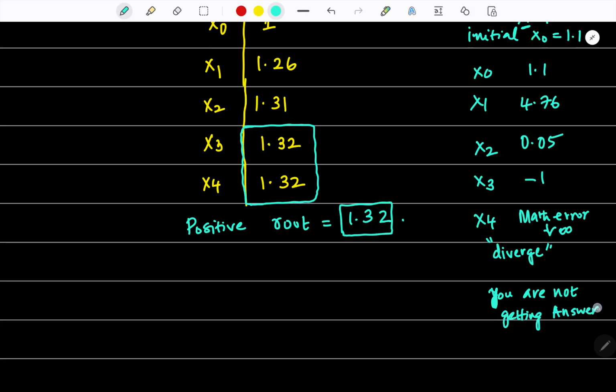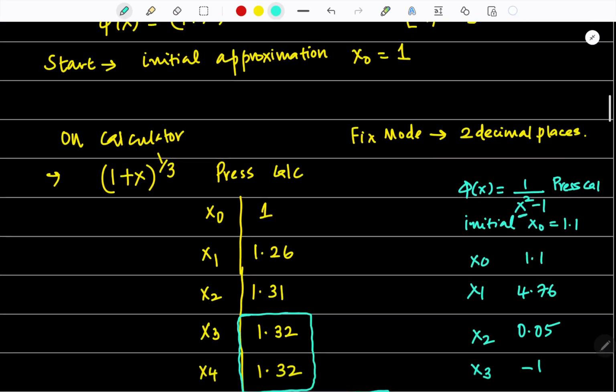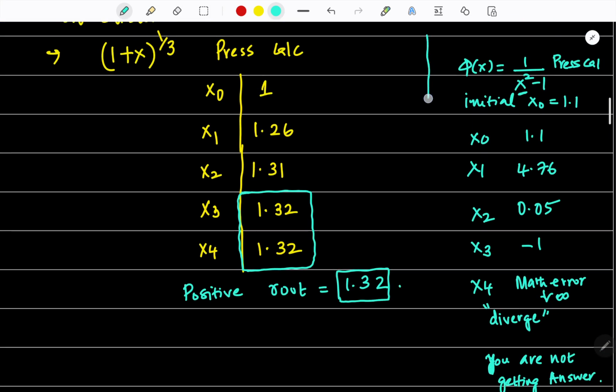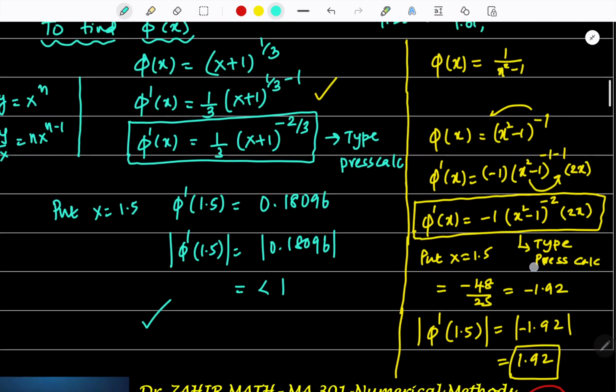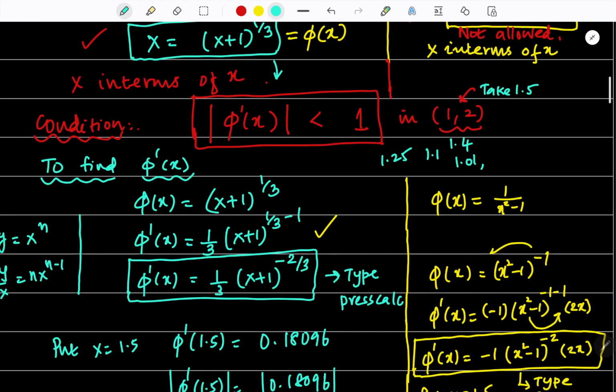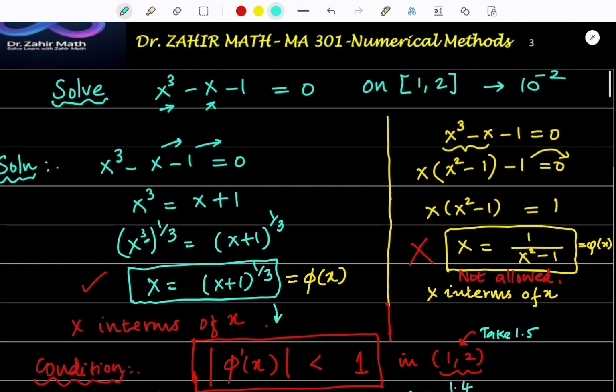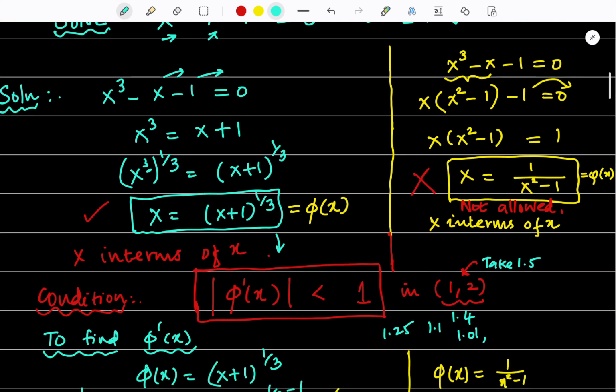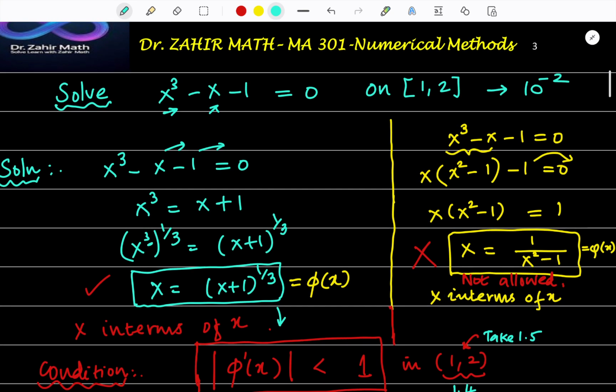Right. So therefore, this phi of x, you should not take it. Keep that in your mind. Okay, teacher. So what should I do inside the exam room? How many times will I check whether my phi dash of x is less than 1? Maximum 2-3 options only, because you are not going to get big equations.